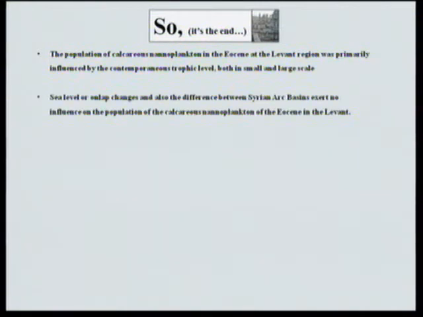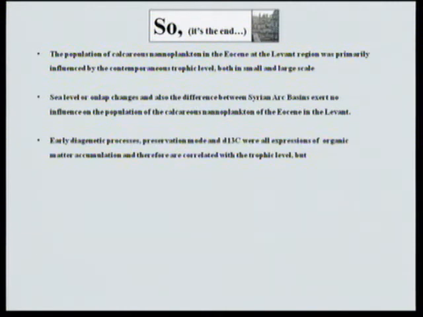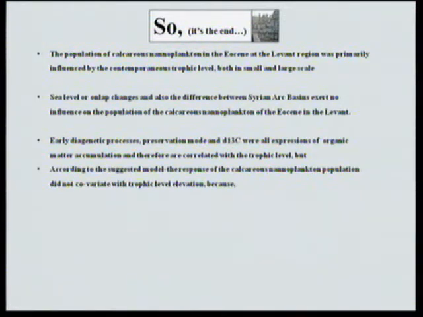So, in the end, the population of calcareous nanoplankton in the Eocene of the Levant region was primarily influenced by the contemporaneous trophic level, more than by sea level. Sea level and onlap curves did not exert any change. Early diagenetic process, preservation and delta C13 were all expressions of organic matter accumulation. Actually, this was the expression of this delta C13.